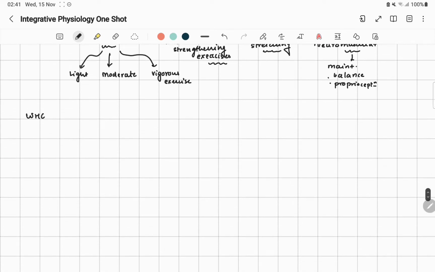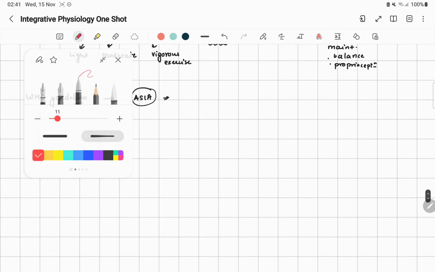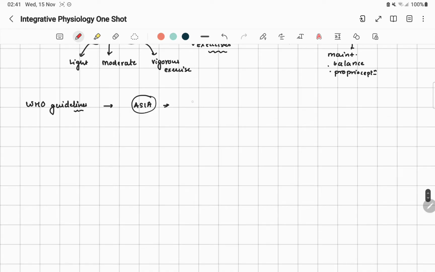Then we have the WHO guidelines for physical exercise. We stay in Asia, so for Asians, WHO has prescribed that all adults must do moderate exercise for about 40 to 60 minutes, which must include aerobic plus muscle strengthening exercises.